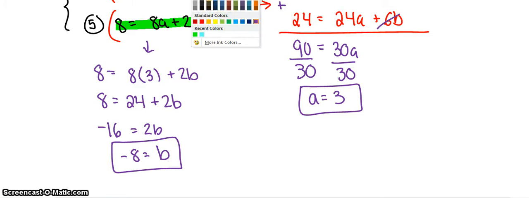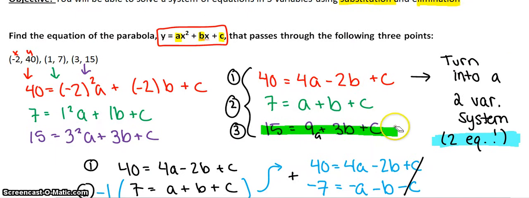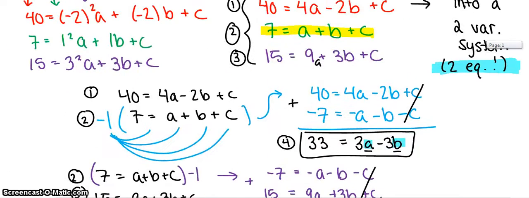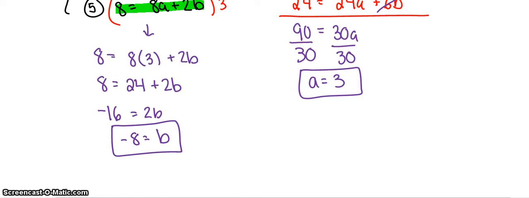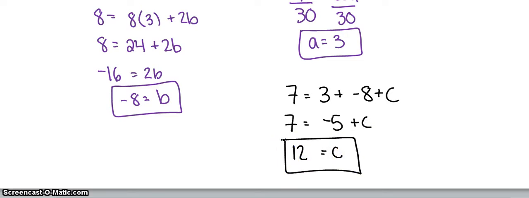We can finally solve for c. And you can plug this into any of the 3 equations. I'm going to use the one that's easiest to save me the most time, and I think that this one doesn't require too much multiplication. So I'm going to plug it into equation 2. 7 equals a plus b plus c. Substitute in those numbers. So you get, let's see, 3 and negative 8 gives me negative 5. So that means c would be 12.